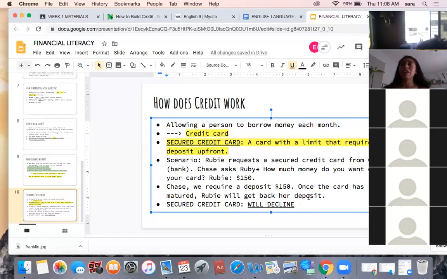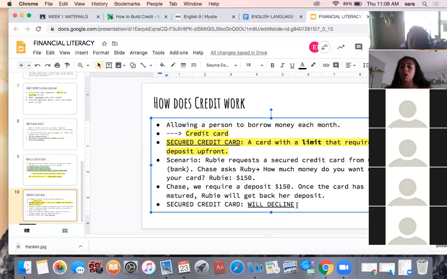If she uses her credit card that she's never used, but the amount is 160, do you guys think her card will go through even though it's a credit card? Will it go through? No. No, it won't, because it's more than 150, which is her limit. So it's a card with a limited amount of money. And where does the limit come from? It came from the fact that she said, I only want to borrow 150.